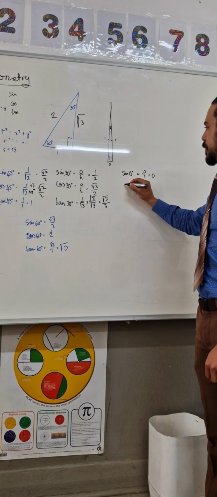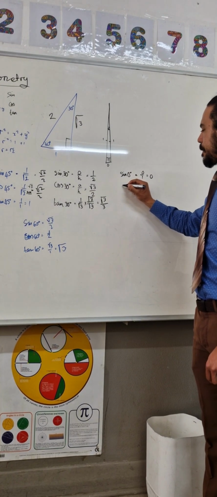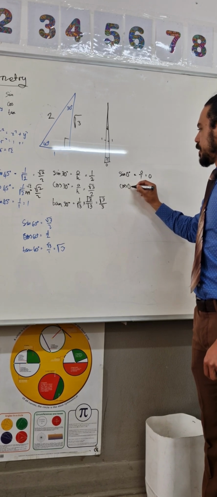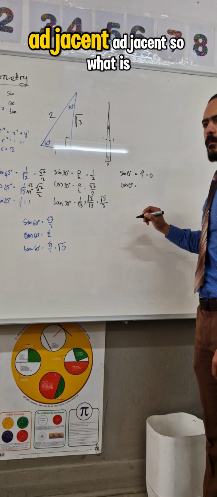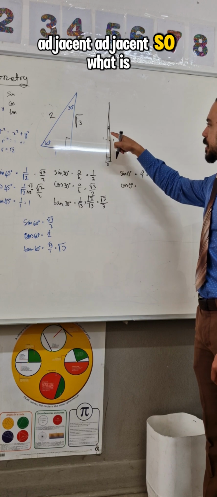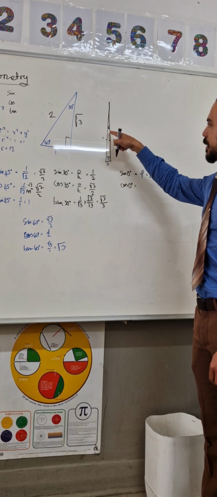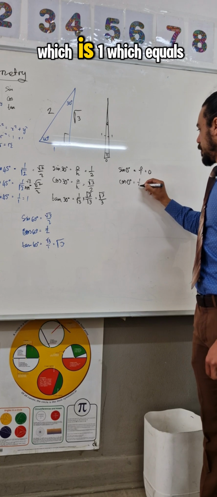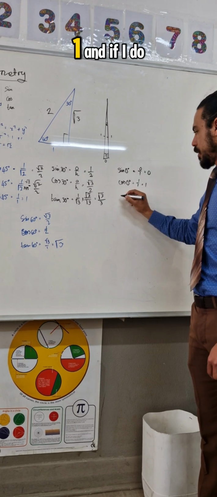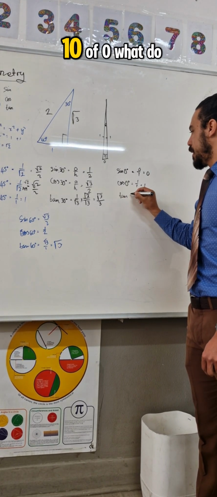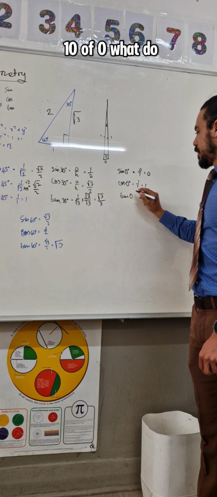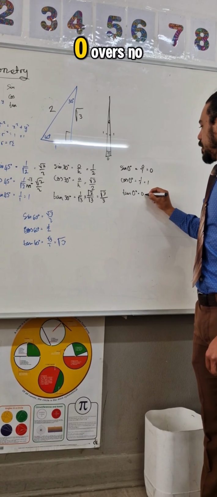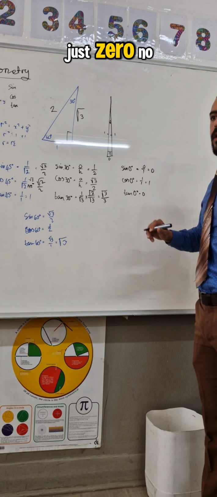If I do cos of 0, what is it going to be? Adjacent over hypotenuse. So what is my adjacent side? Still 1. 1 over 1, which equals 1. And if I do tan of 0, what do I get? 0 over 1, so just 0.